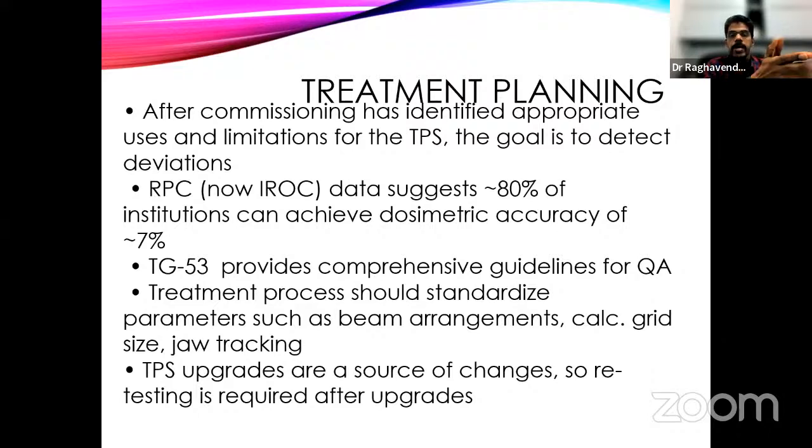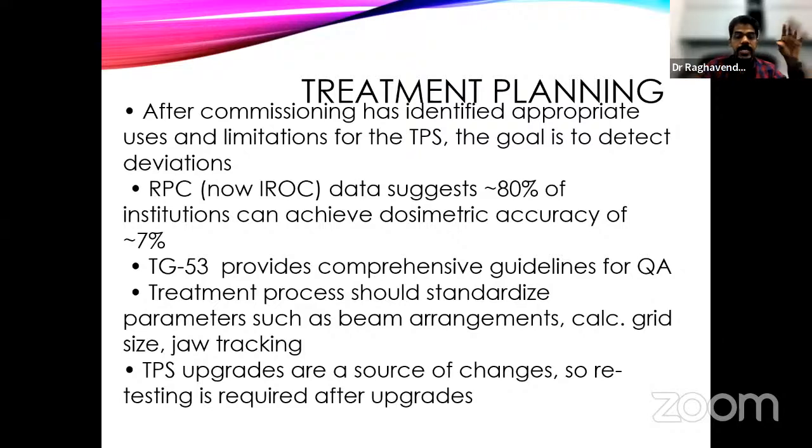The RPC from MD Anderson in the USA suggests that 80% of the institutions can achieve dosimetric accuracy of plus or minus 7%. That means the remaining 20% cannot even achieve that 7%. That 20% is the one which we need to try to push towards this 80%. That is the only way forward for us. There are thousands of materials available. Please go through them. For example, TG53 provides comprehensive guidelines for QA of treatment planning systems.